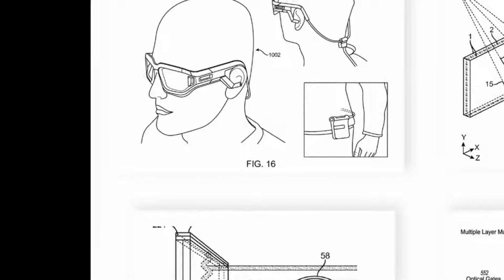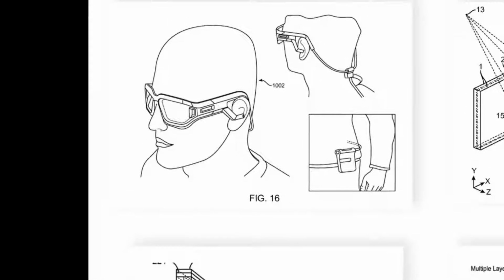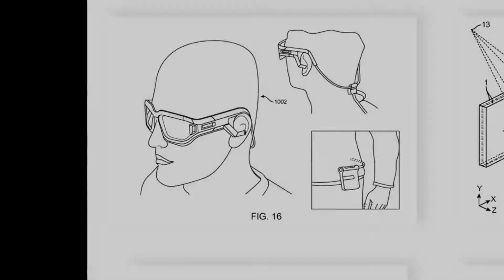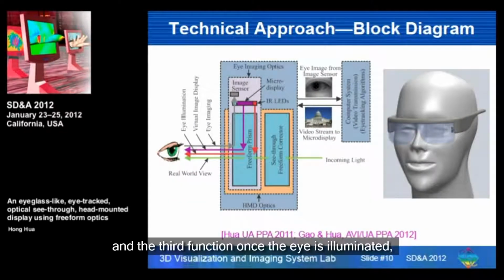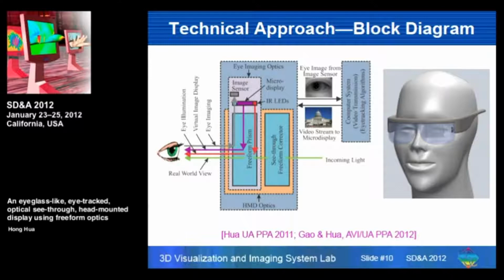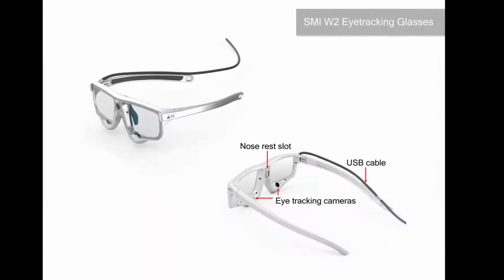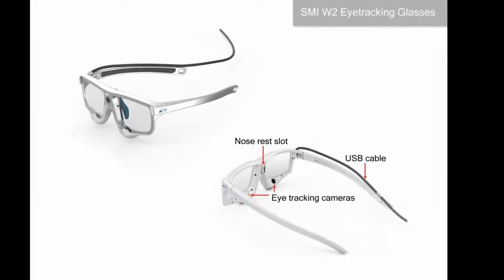But wait a minute, Dr. Wah mentioned one other thing back in that video. Now, some of the eagle eye among you might have caught it, but let's go back and take a look. And the third function, once the eye is illuminated, we want to be able to use the same prism and be able to capture the eye image. Capture the eye image. Yup, she said that. She definitely said that. So now we're about to see a photonic solution to capturing an image.